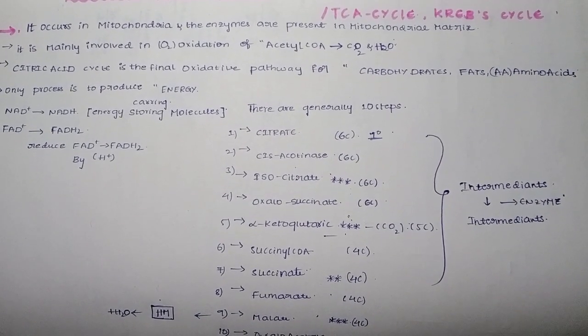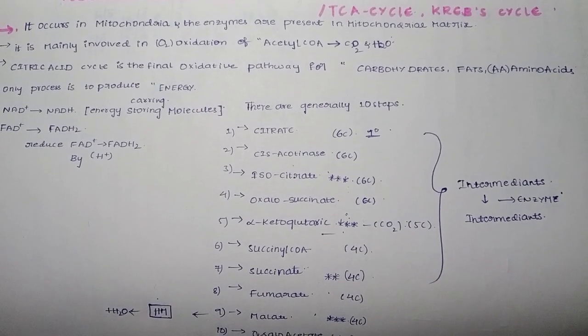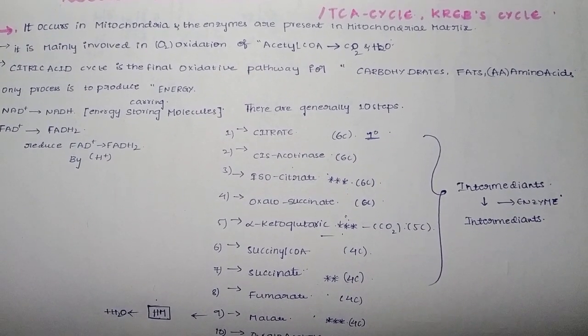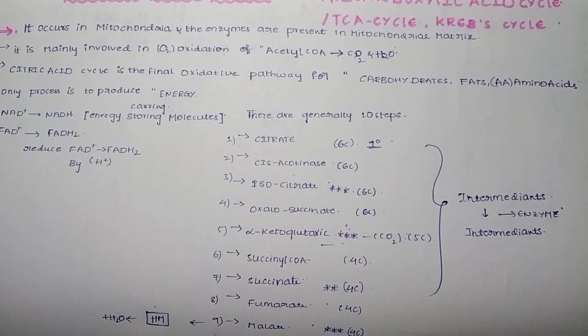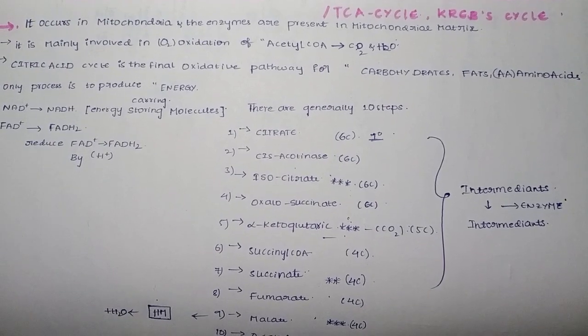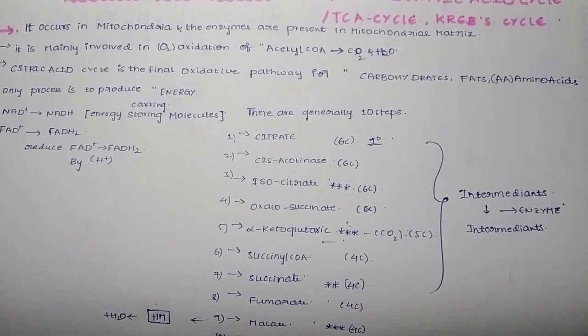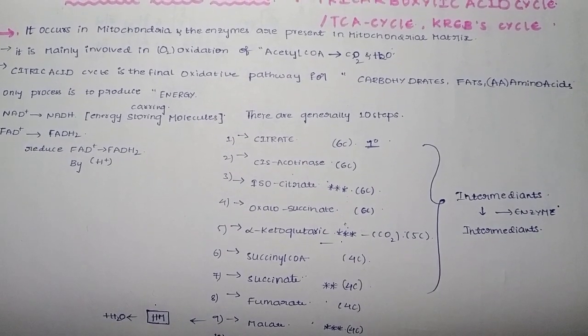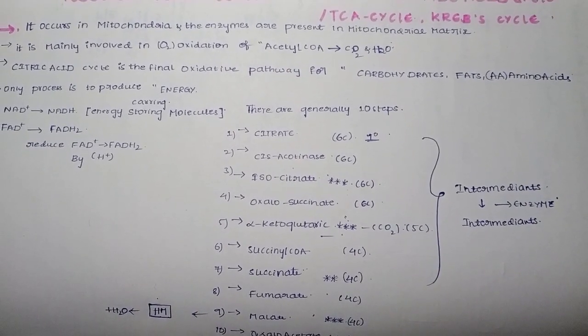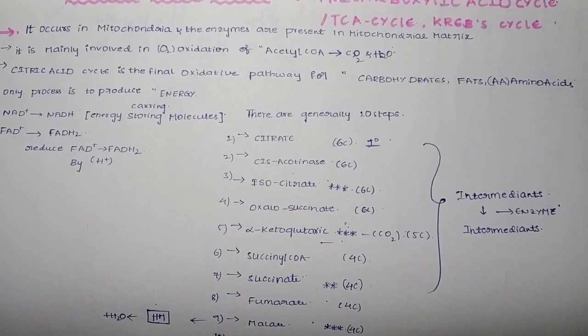The citric acid cycle is the final oxidative pathway for carbohydrates, fats, and amino acids. So remember in this video, one of the most important points: the products having the final oxidative pathway in the citric acid cycle are carbohydrates, fats, and amino acids.